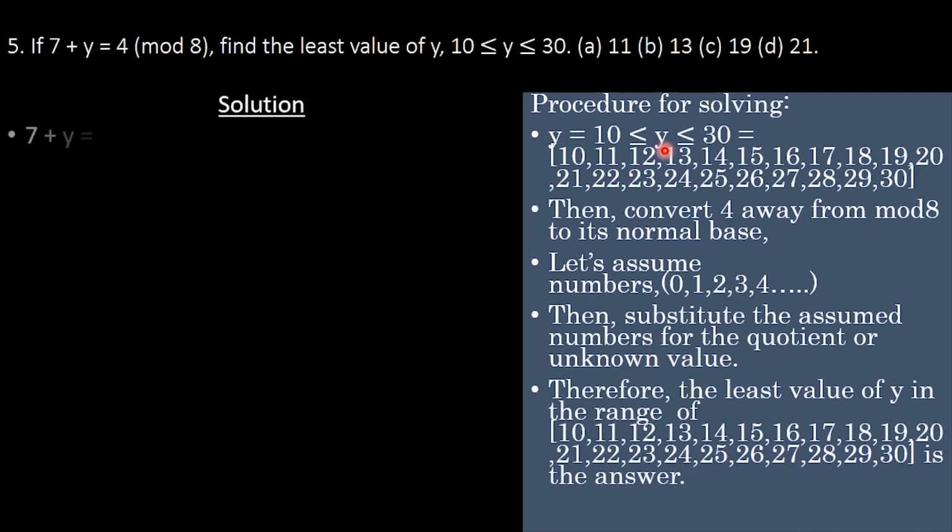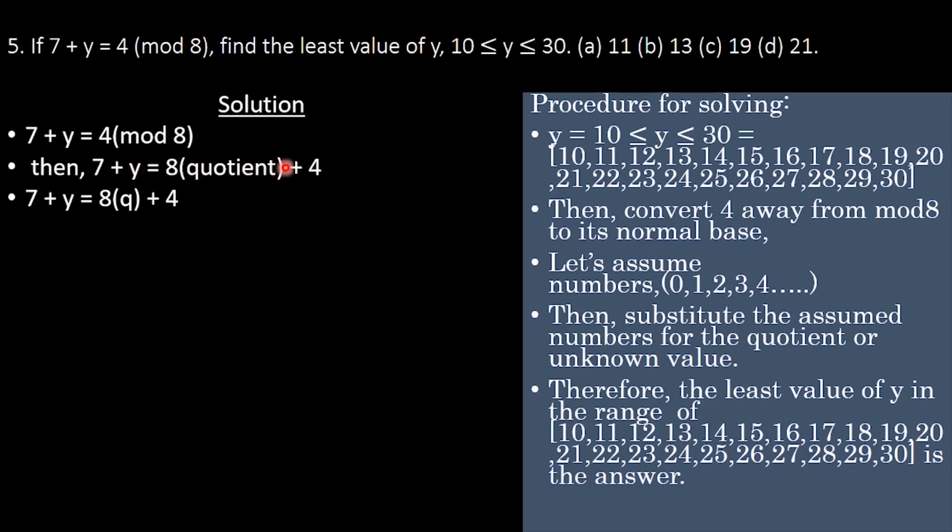Now let's check the solution. Here is our question. Then you have 7 plus y is equals to 8 multiplied by quotient plus 4. Here, what do we mean by this? Don't forget, for us to get 4 mod 8, we divide by 8 from one particular quotient and it's the remainder that gives us 4. And for us to convert 4 mod 8 to its normal value, we are going to multiply this 8 by that same particular quotient and add our remainder to it. We don't know the particular quotient, therefore we are going to assume numbers. Let's substitute for the quotient our assumed numbers.